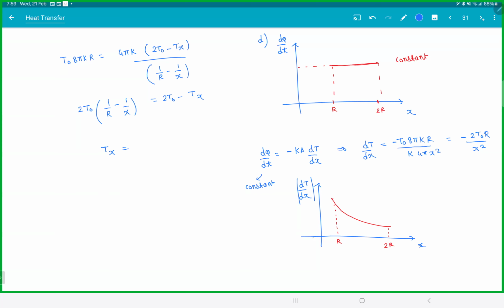Yeah, or if you don't take that, so we have to put it in a fourth quadrant. So let's not do that. dt by dx, anyway, we're interested in the magnitude only. At what rate is the temperature varying? It is decreasing. Any doubts on the graphs? Please ask me.